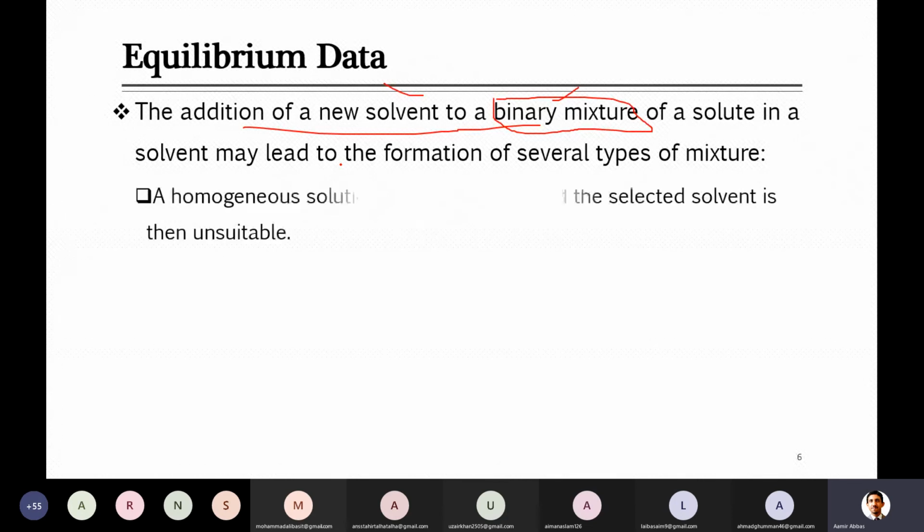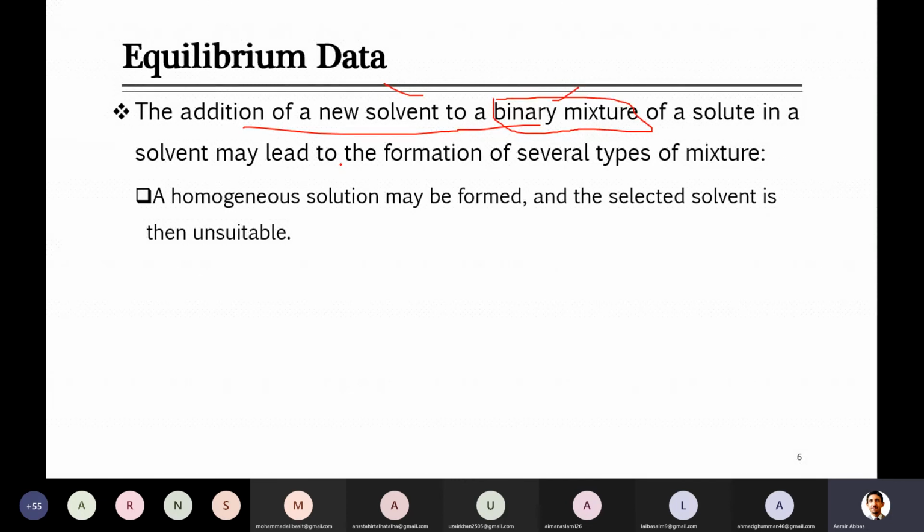Those cases can be, for example, first of all, a homogeneous solution may be formed. What you did, you added one solvent to the feed and they mix with each other and they can form a homogeneous solution. What does this mean? It means that a new solvent just gets mixed with the already available solvent, because solute will be in small amount, solvent will be in large amount. They get mixed with each other and they make a homogeneous solution.